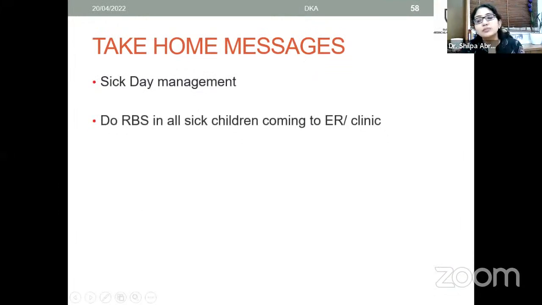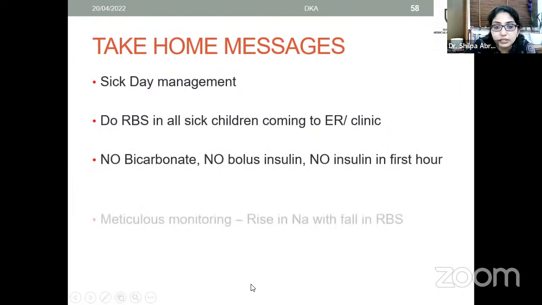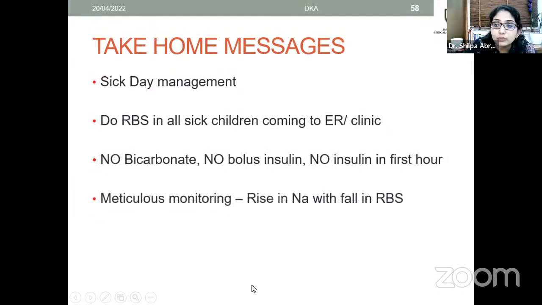So coming to the take-home messages. I first put the sick day management because prevention is better than cure. Sick day management has to be taught to any child even when the child is getting discharged. Another important thing: if a child comes to your clinic or ER lethargic, sick, and other examination doesn't yield much, definitely don't forget to do a GRBS. It may be an early DKA, which may not have evident presentations. So always in a sick child or a child who's not looking very well, please do an RBS.